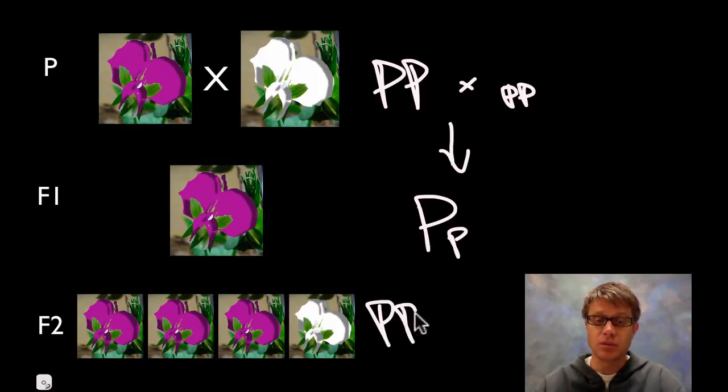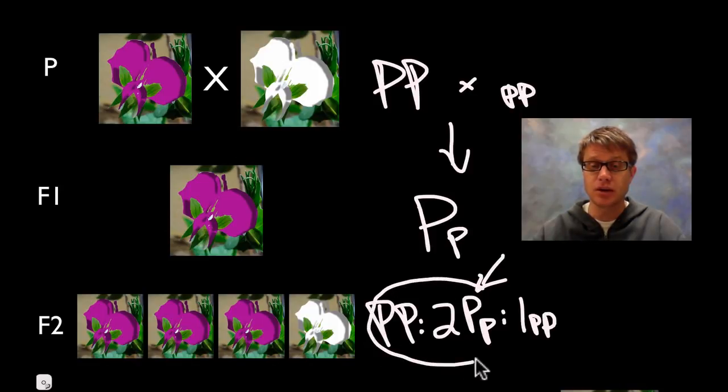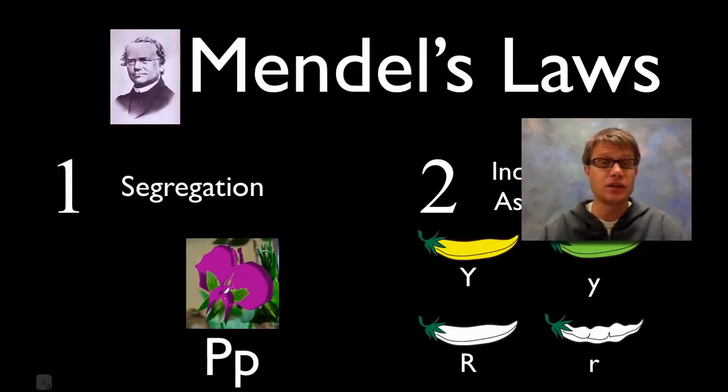1 out of the 4 is going to be big P. We're going to have 2 of them be big P, little p, and then we're going to have 1 of them be little p. But since purple is dominant, if you have one big P, that means you're going to be purple. That's why these 3 right here ended up being purple, and this one ended up being white. And so that's pretty much what he had formulated, and it's held to this day.